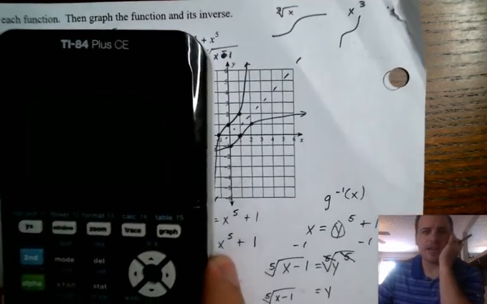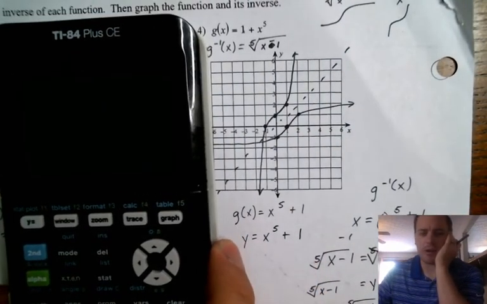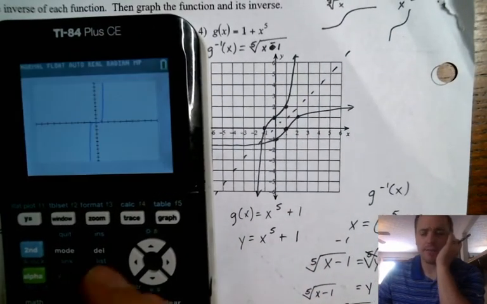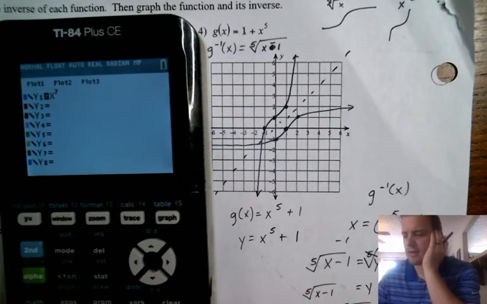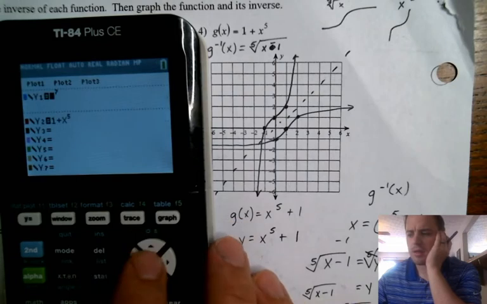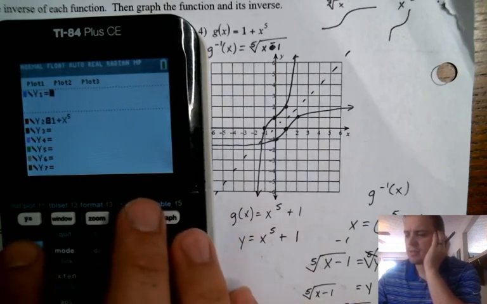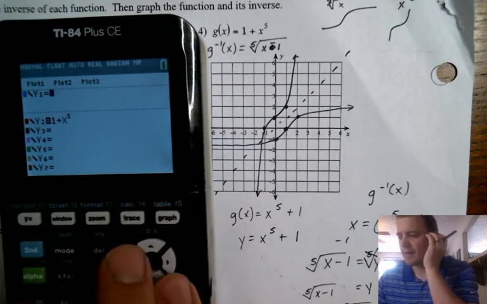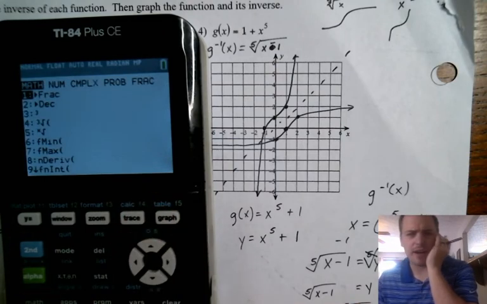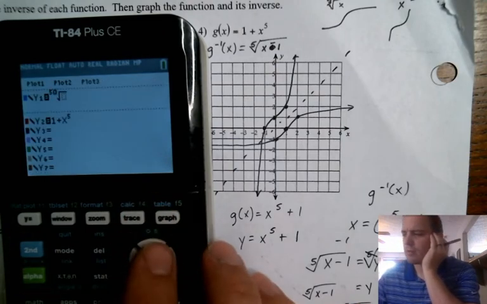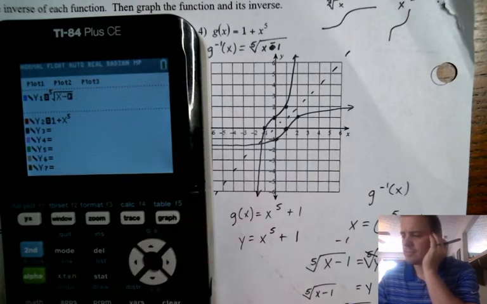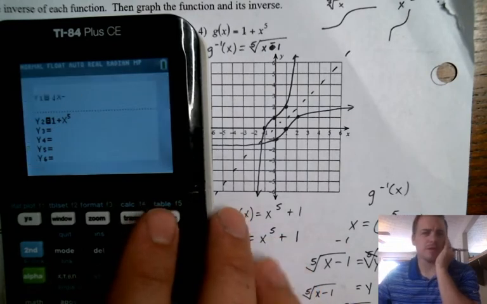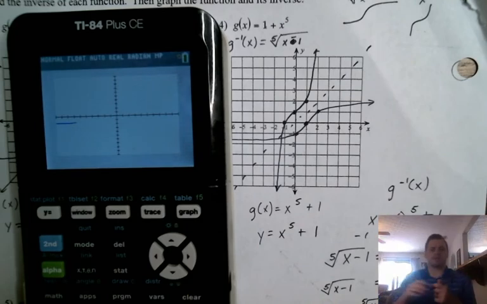An easy way to check to make sure your graph is right and that you got the right inverse is, I'm fine with you typing it into your calculator. So 1 plus x raised to the 5th. And the other one is the 5th root. So you would have to go to math, and then it's that number 5, and it's the 5th root of x minus 1. And you just graph both of those, and then you should be able to see that that is what we have.